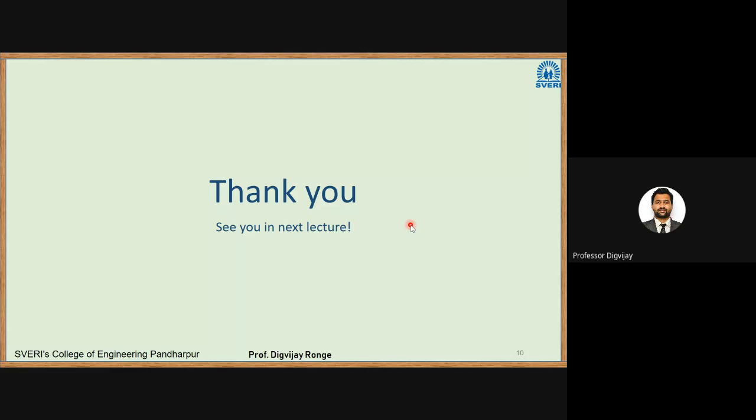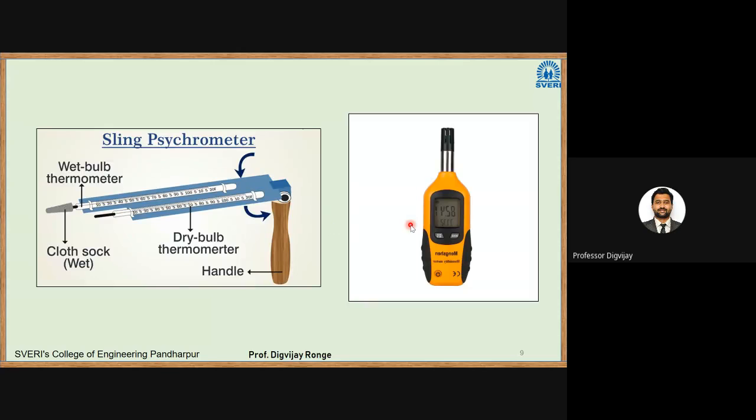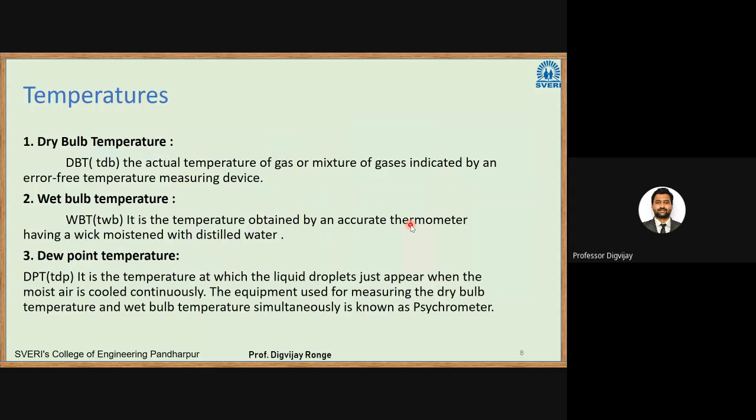Okay, one question I have here from Rohit: how to measure dew point temperature? See, dew point temperature is different for different pressure. So in the next lecture, maybe I will show you the psychrometric chart. In that psychrometric chart, the dew point temperature is calculated. So it is experimentally calculated.